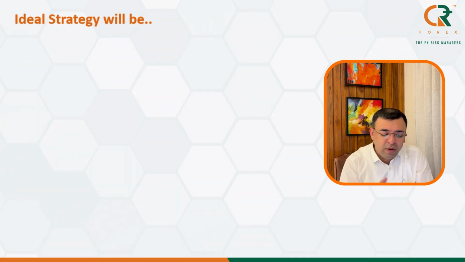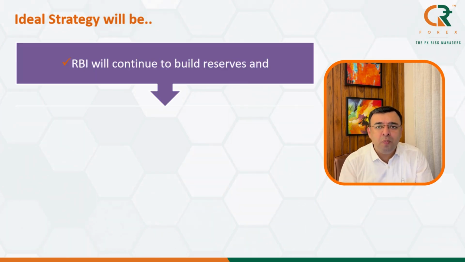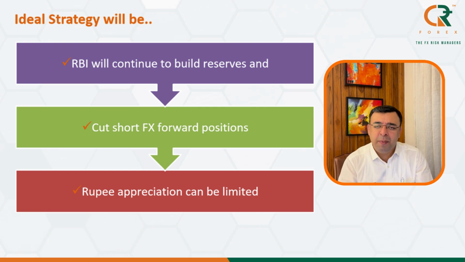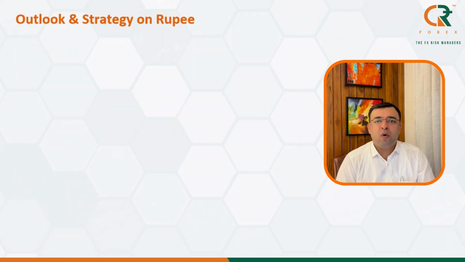So we can conclude that RBI strategy will be in two steps. The first step will be to continue to build reserves. The second will be to cut the short dollar position lying on their balance sheet, because of which we are expecting that appreciation in the rupee might be limited. Now let us discuss the outlook on the rupee.